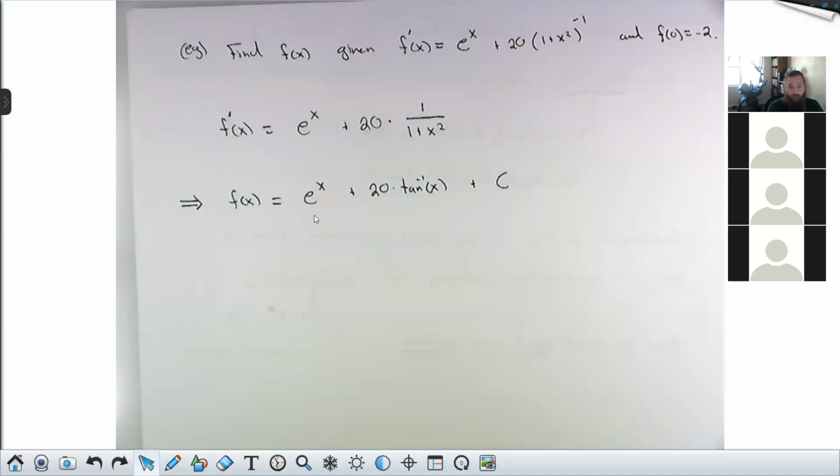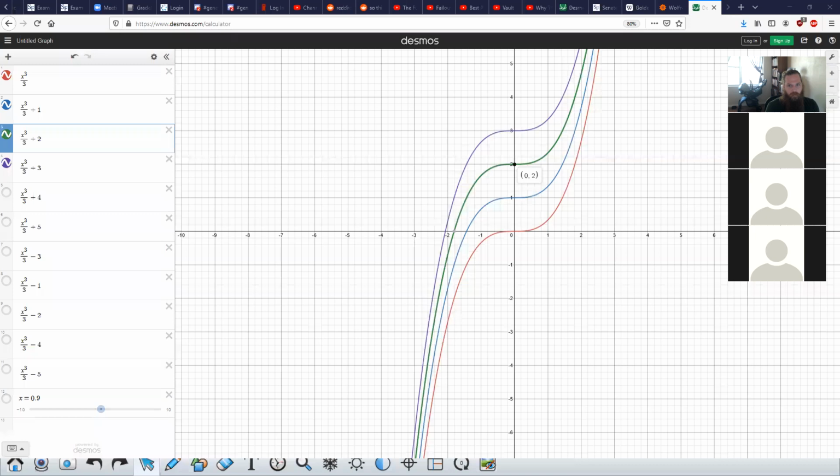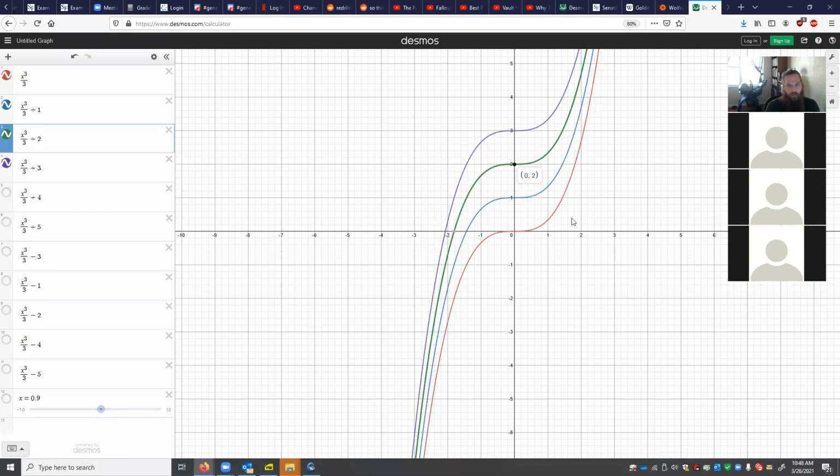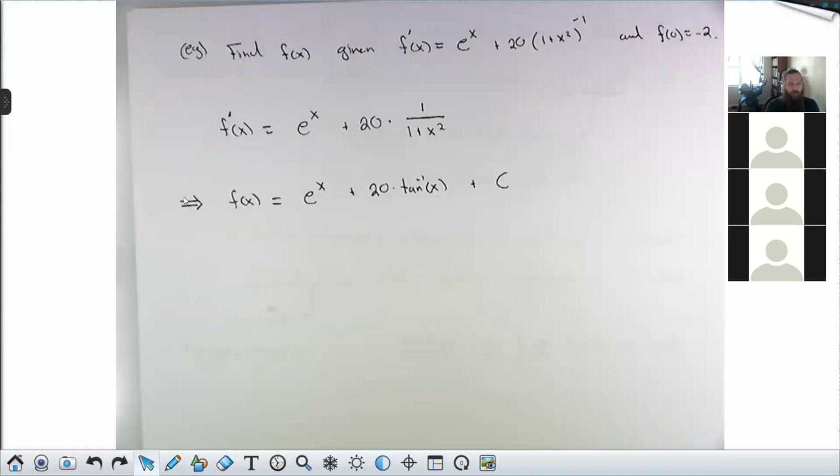But I'm not done. Because they've specified some initial conditions, I need to solve for c. This is an infinite family of functions. They just want one of them. They want the one particular function that satisfies this. Think about the picture over here in Desmos again. They don't want all these things. They just want one of them. They want the one that satisfies f of 0 is equal to, in this case, -2.